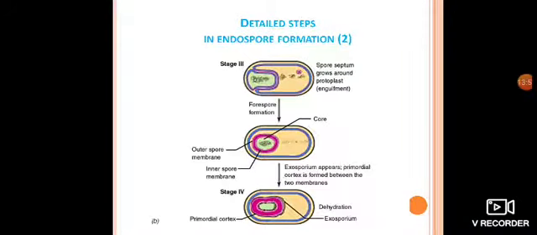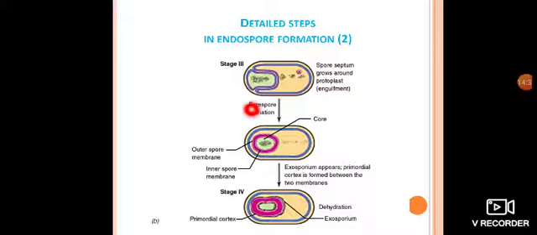Now step number 2, or step number 3, what is it? The spore septum grows around the protoplast, that is engulfment. Okay, now in the last diagram we observed 6 different steps. In stage number 3 we observed that the spore is engulfed into the host cell. Here the process in stage number 3 is engulfment, which means the spore again enters into the host cell.